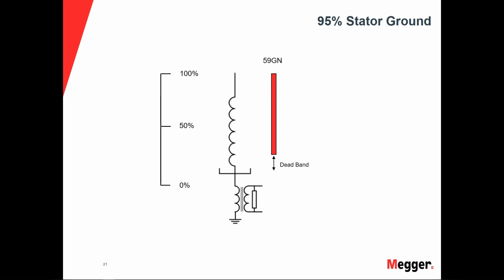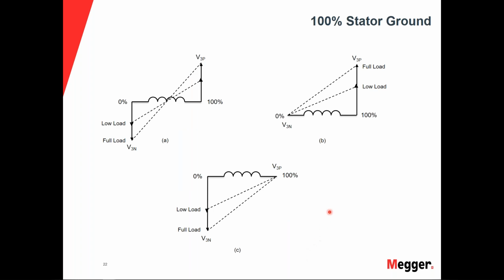So now that we've talked about this dead band, we need to use another relay, or we use another relay in lieu of this one. We also want to have it with it. This is where we come into the 100% stator ground. Since the 59GN relay that we talked about in the slide before has 95% coverage, we want to be able to cover the other 5%. In order to do that, we're going to have to rely on what is inherent to the generator itself.